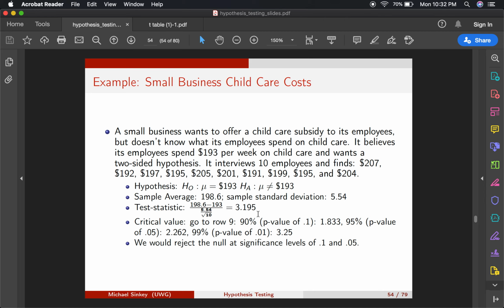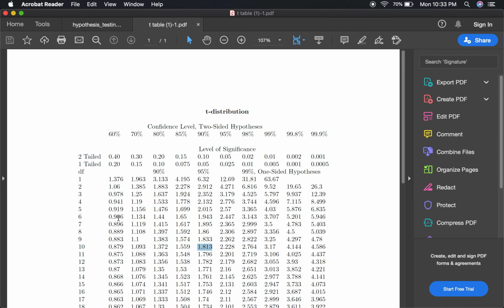Okay, this is a large test statistic. How do we compare it to critical values? We use the t-table. We go to row n minus 1, which is row 9. It's a two-sided hypothesis.